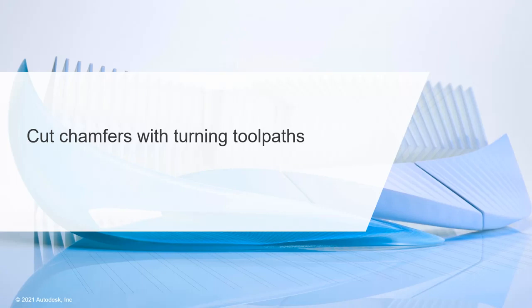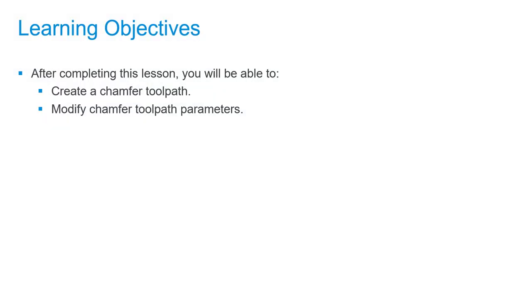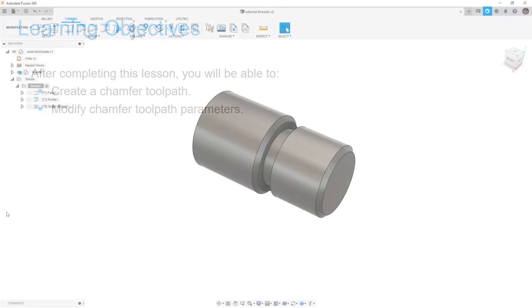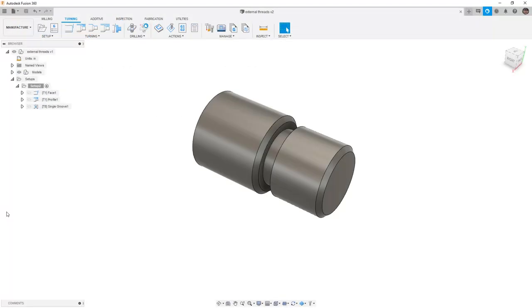In this lesson, we'll cut chamfers with turning toolpaths. After completing this lesson, you'll be able to create a chamfer toolpath and modify chamfer toolpath parameters. In Fusion 360, we want to get started with the dataset external threads.